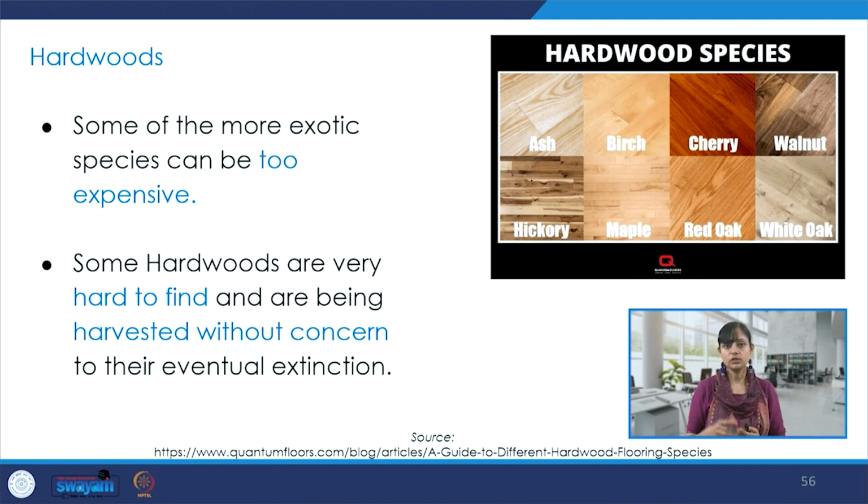Some hardwoods are very hard to find and are being harvested without concern to their eventual extinction. Now this is my concern. This is the biggest concern. How to replenish hardwoods, how to prevent them from getting extinct, how to prevent the harm to the environment, how do we keep in mind the environmental impact assessment, and we do not just employ and use these woods irresponsibly, and not talking about the climate change. So of course that is why we are trying to look for alternate materials.